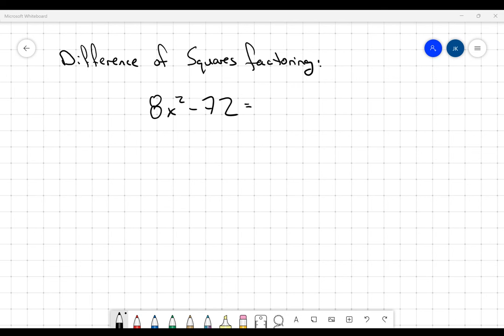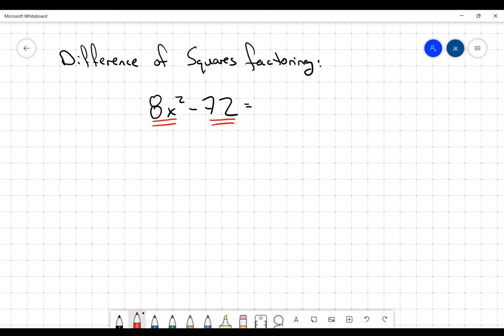Okay, hi everybody. So this video is going to be an example of some difference of squares factoring. When I take a look at this question, I've got my two terms. I've got the subtraction in between, so I know that I'm primed for this to be a difference of squares here. Now, when I look at them, note that 8x squared, 72.